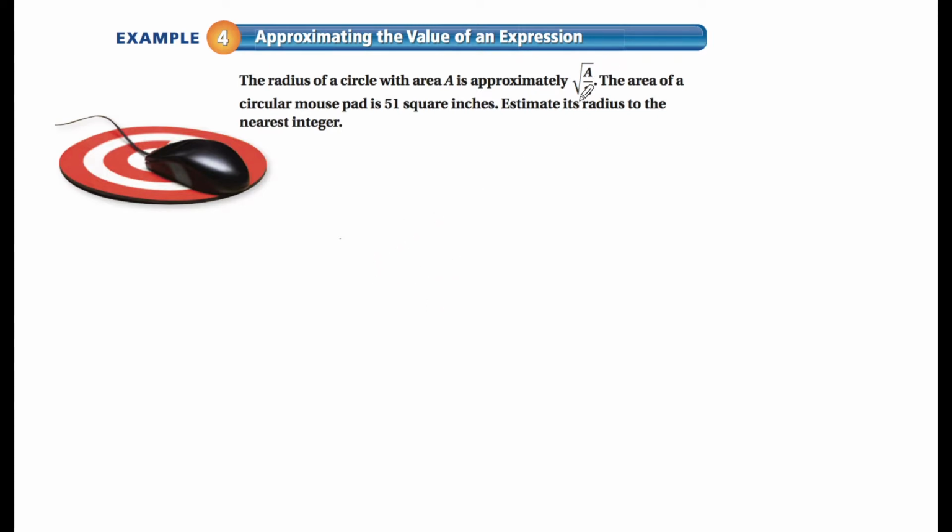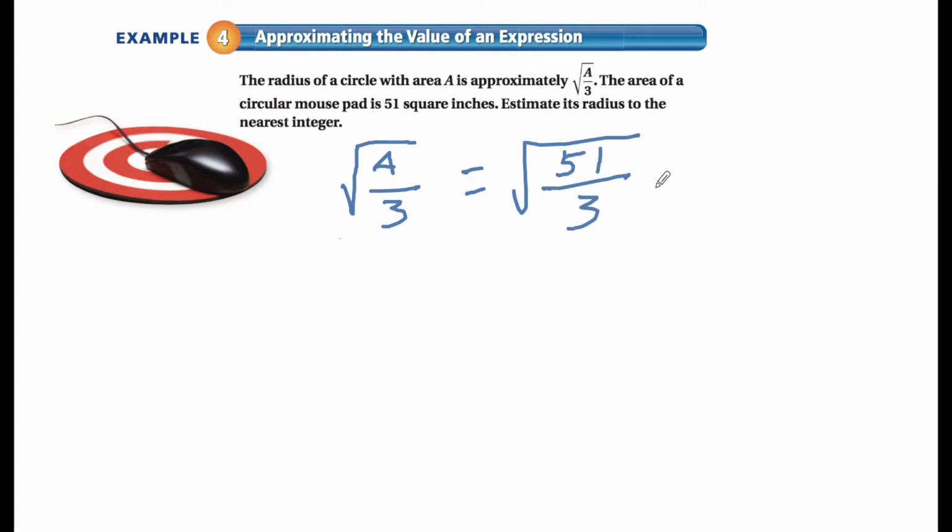So the first thing is they gave us the equation they want us to use, which is the square root of A over 3. So now we just have to substitute the value they gave us for A, which is 51. So 51 over 3. 51 divided by 3 is 17. So that's going to give us the square root of 17. Now, the square root of 17 is not a perfect square. So we're going to have to do a little bit more work to approximate its value. Good thing is we only have to go to the nearest integer.